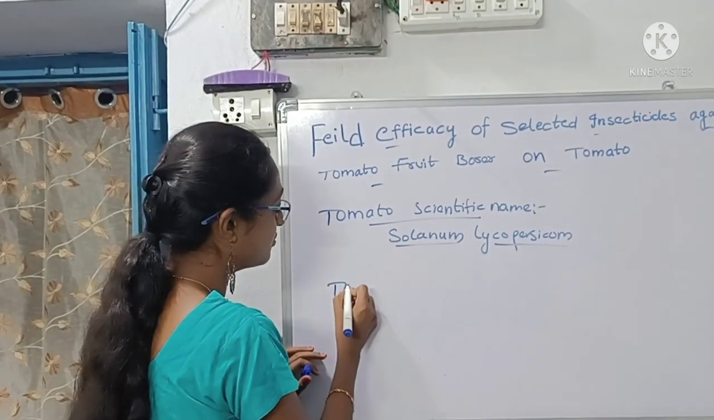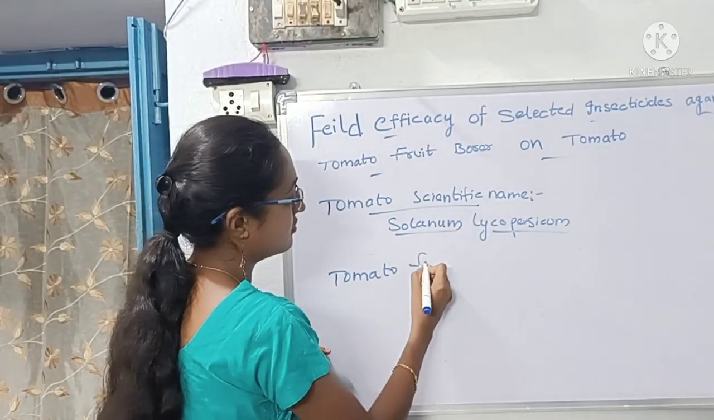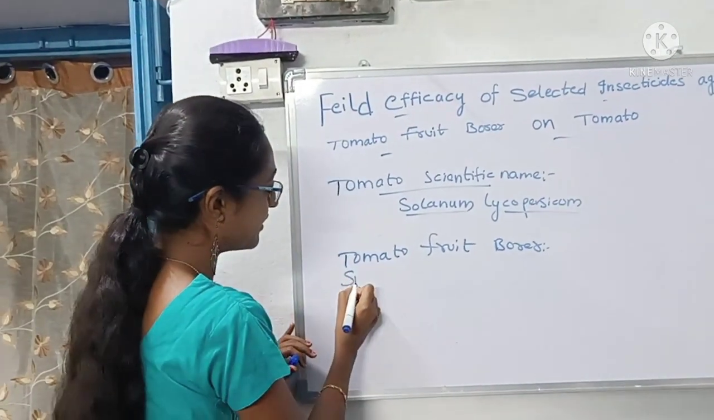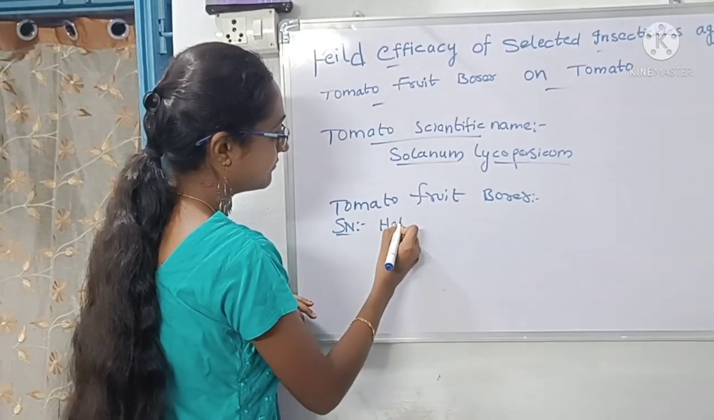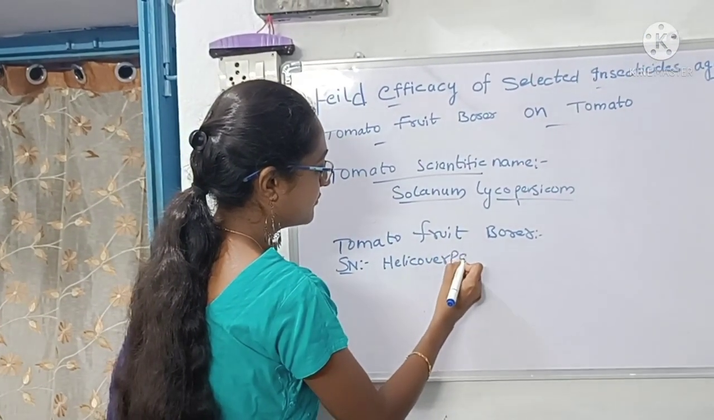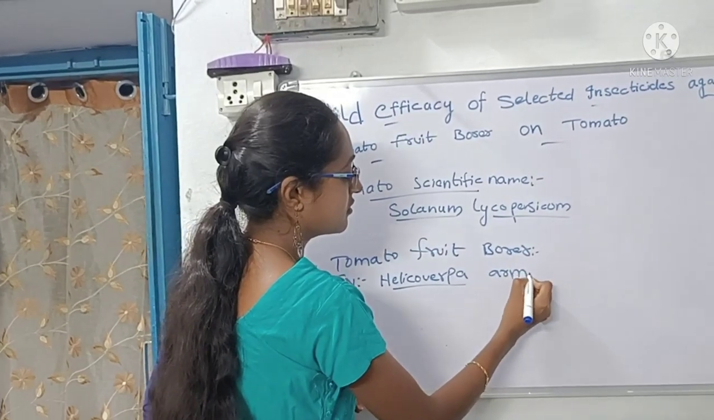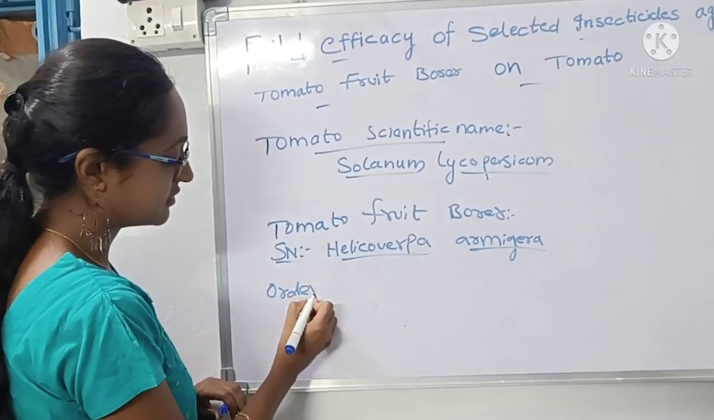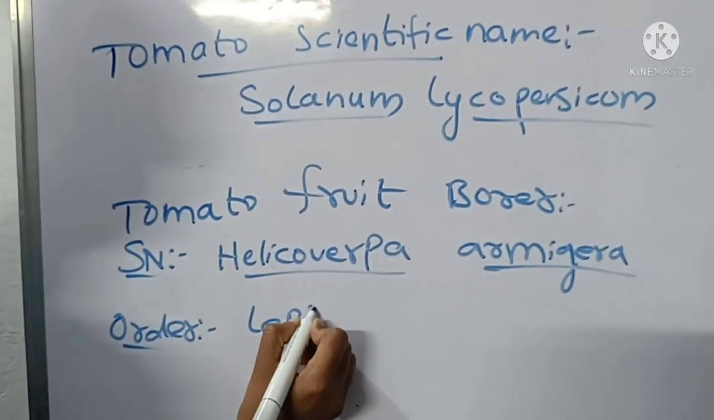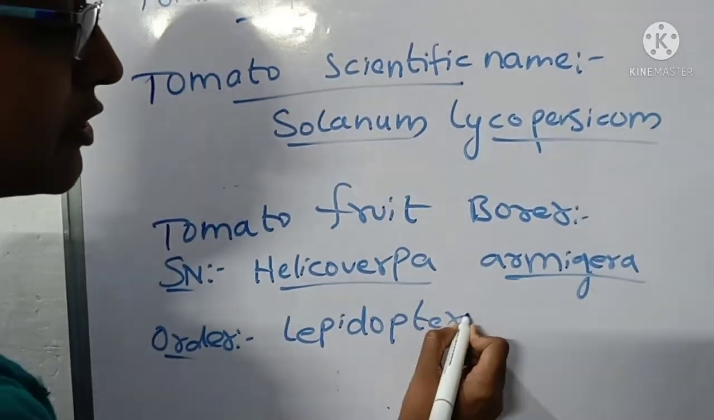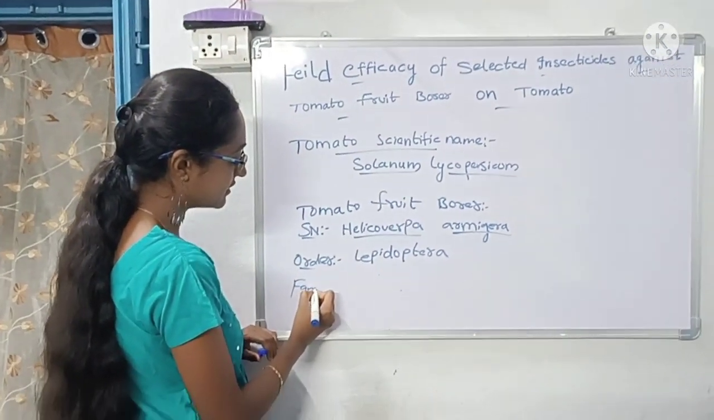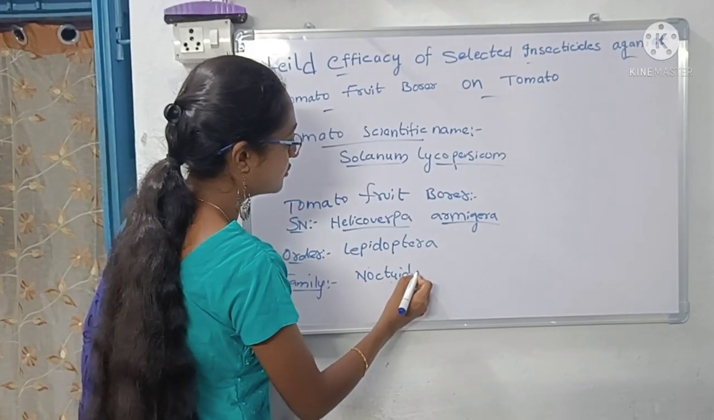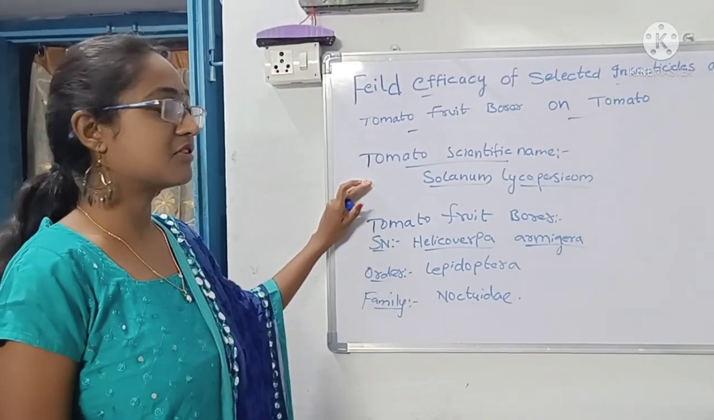And next, tomato fruit borer. Its scientific name is Helicoverpa armigera. It belongs to the order Lepidoptera. It belongs to the family Noctuidae.